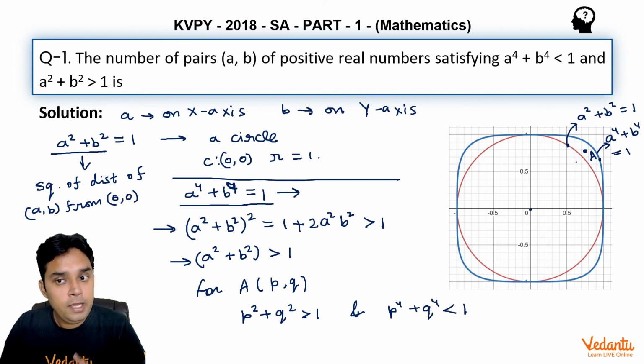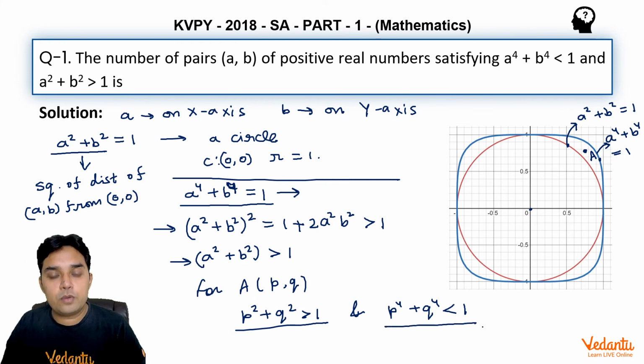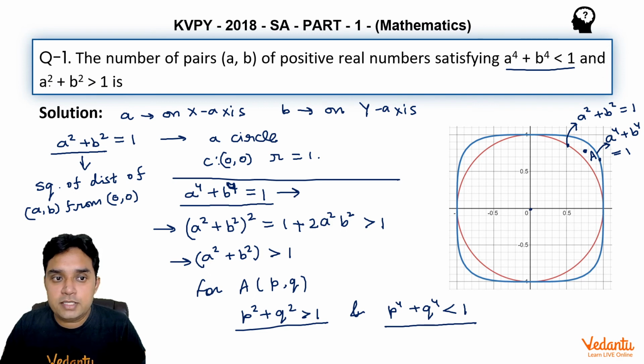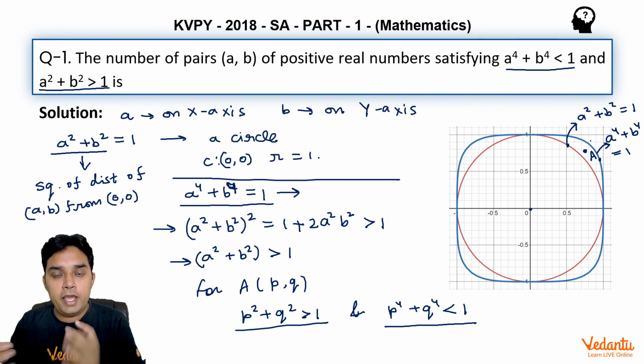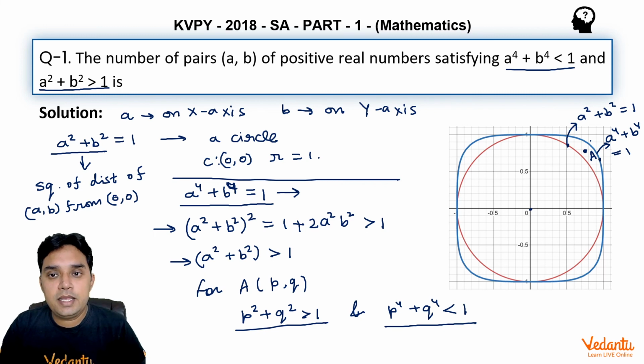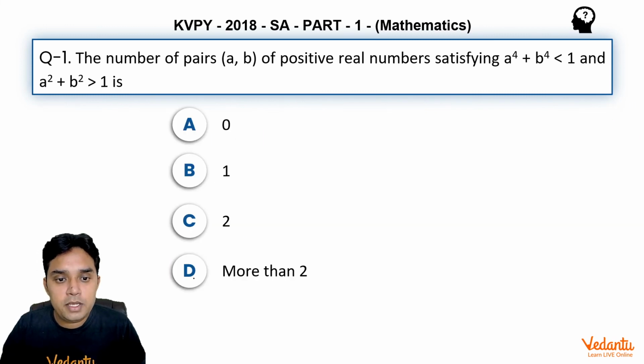Now we can directly say for all such points which are lying between these two regions, p square plus q square is greater than 1 and simultaneously p power 4 plus q power 4 is less than 1. That means they will be satisfying both these inequations given in the question. So we can expect to have infinite such points that will satisfy the given equations, and hence the answer for this question should be D.